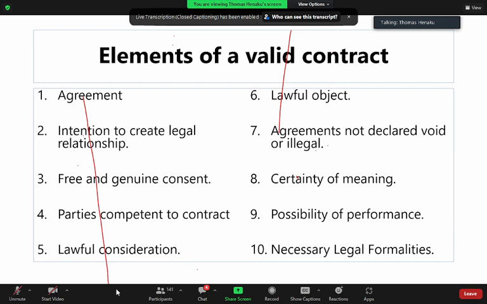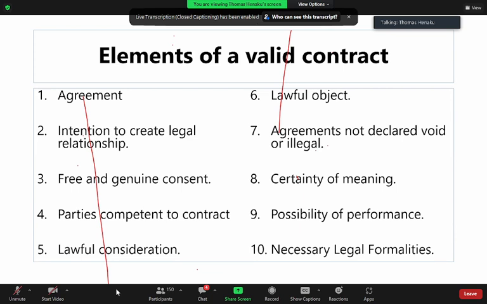Then the 10th one is necessary legal formalities. Let me add something. Now, anytime you see a contract, it may be oral or in writing. But if, however, a particular type of contract is required by law to be in writing, it must comply with the necessary formalities as to writing, registration, attestation, and lodging copies at the registry of the court. And so if these legal formalities are not carried out, then the contract is not enforceable at all. So the necessary legal formalities must be established, must be followed, must be complied with.